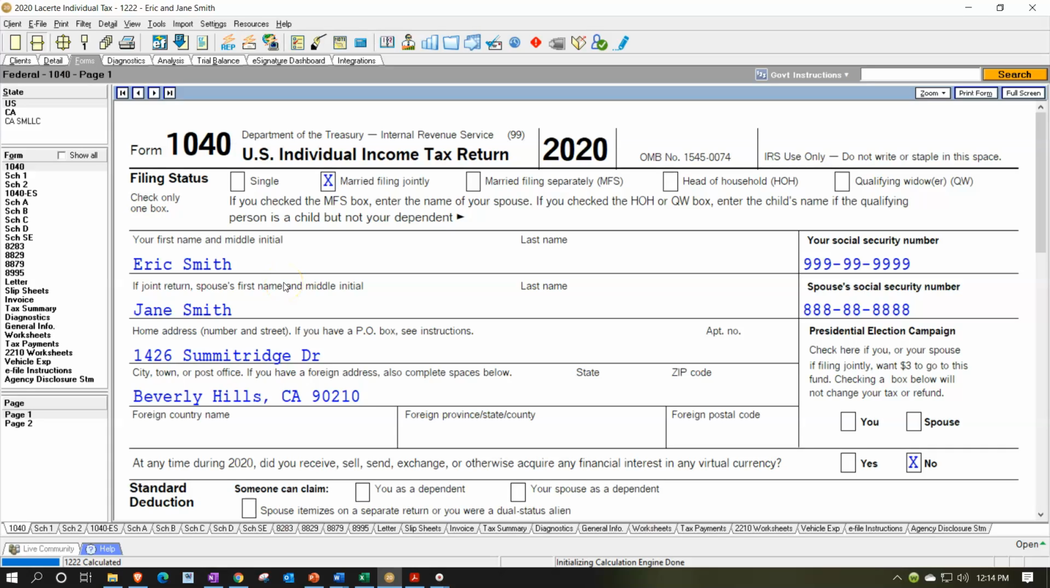Here we are in our Lacerte Tax software. You don't need the Lacerte Tax software to follow along. However, I do think they have a 30-day free trial, so if you can get access to a promo or demo version of it or any other tax software, it could be a good tool to practice with. We're going to be continuing on with our comprehensive practice problem one.